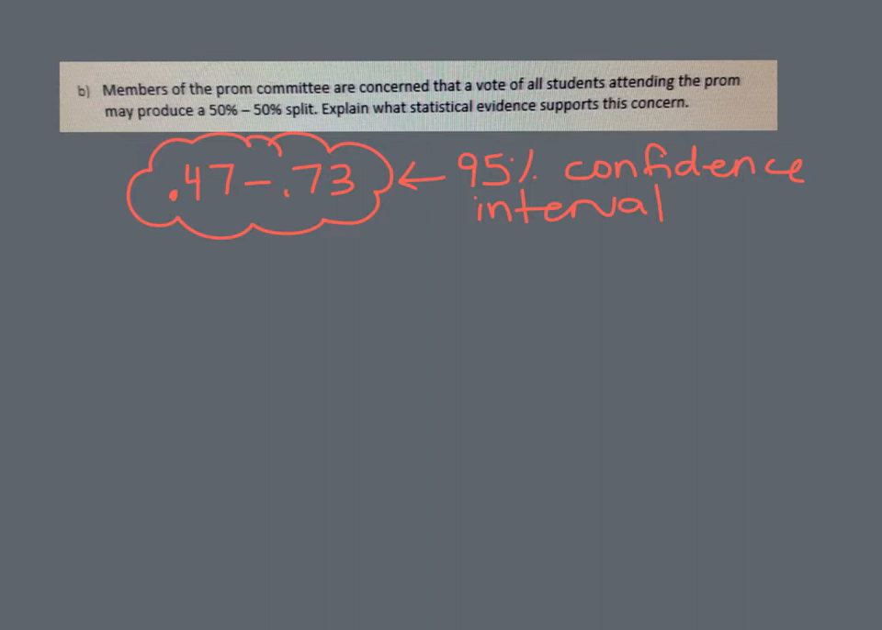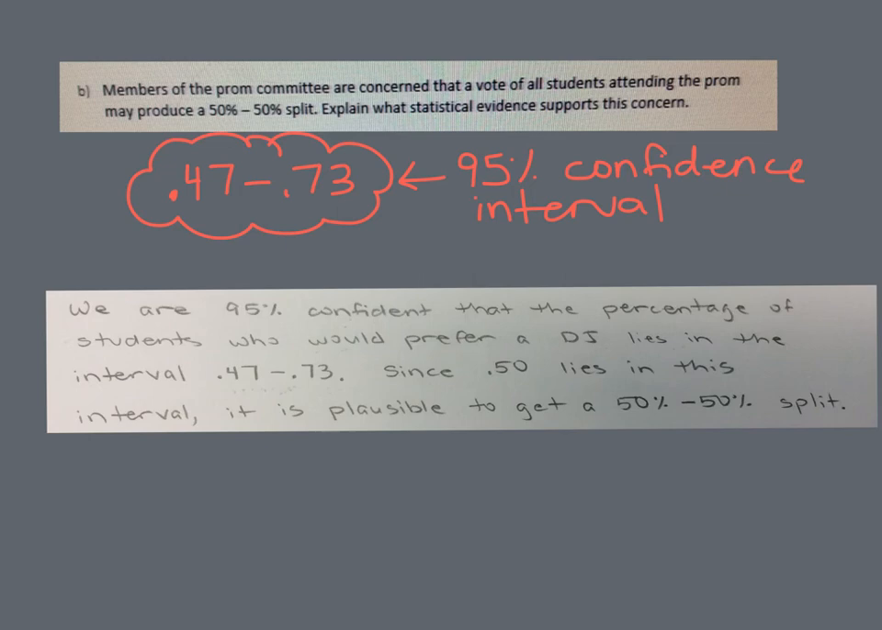I mean, it could. That's where our outliers fall, but we don't expect that to happen. Okay, so, since they're concerned that it may produce a 50-50 split, they have a right to be concerned because 50% falls within our 95% confidence interval. So what we could say here, I'm going to type this out again so you could read it, but I'm going to say we are 95% confident that the percentage of students who would prefer a DJ lies in the interval between 0.47 and 0.73. Since 0.50 lies in this interval, it is plausible to get a 50-50 split. Okay, actually I lied. This is handwritten instead of typed, but here we go.